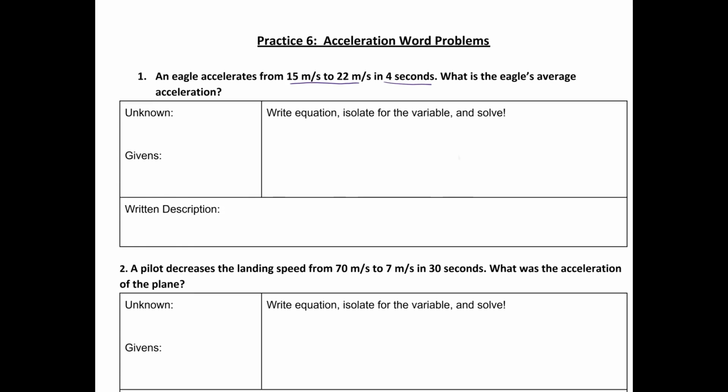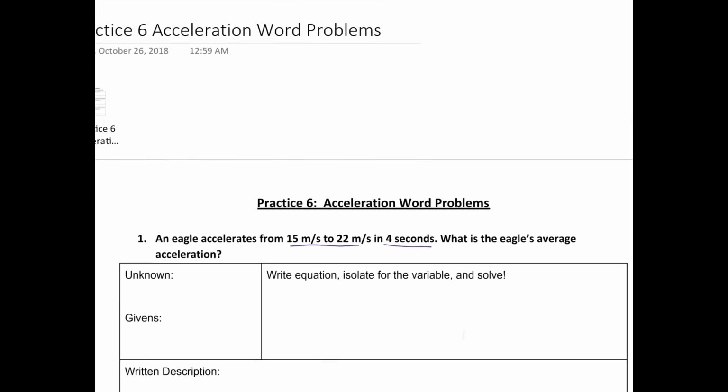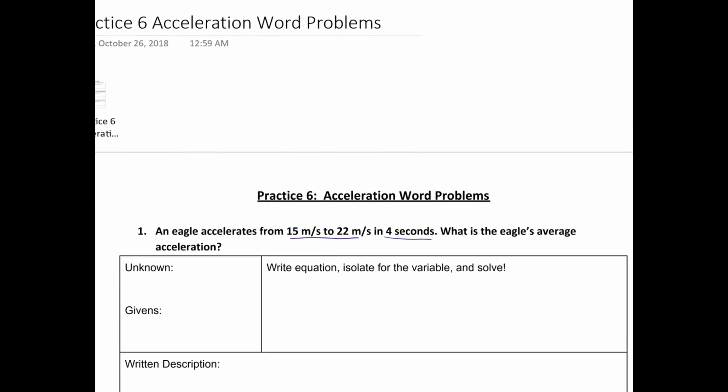So let's write down the acceleration equation, okay? And that's going to be a is equal to the change of velocity over the change in time, which is also equal to the final velocity minus initial velocity over final time minus initial time. Right? And so they give us a couple pieces of information that we're going to use.